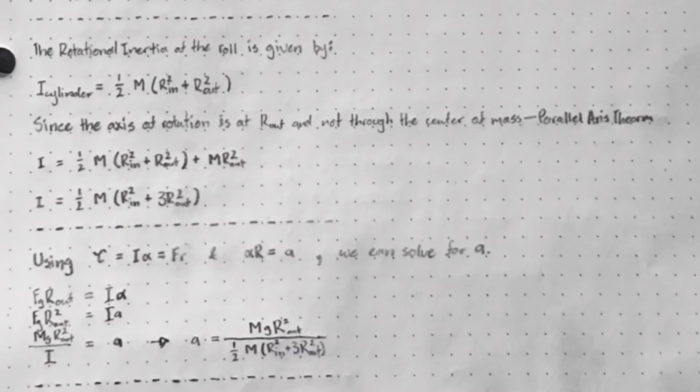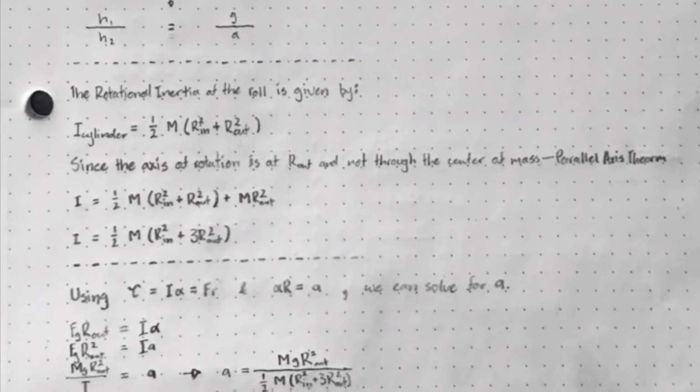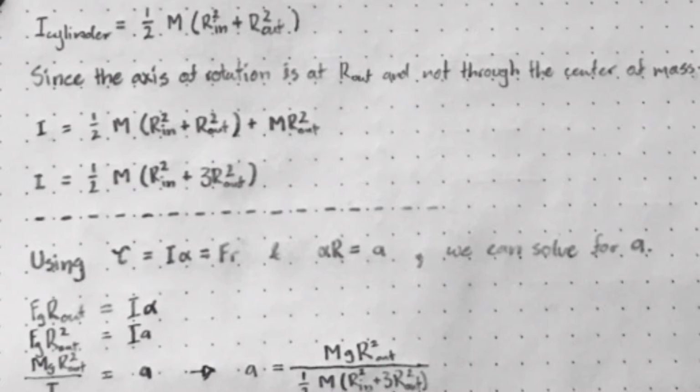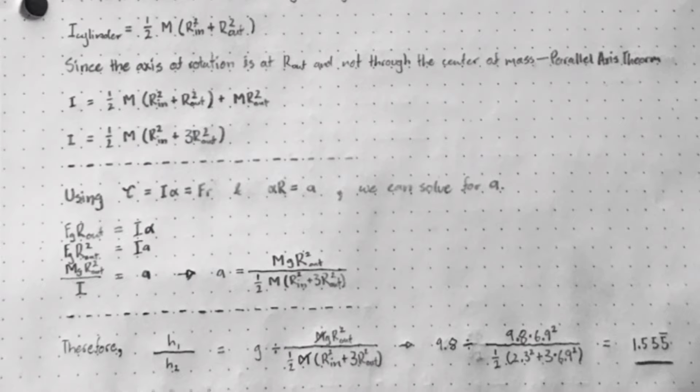So we then apply the rotational inertia of the cylinder, which was given by 1/2 m open bracket r inner radius squared plus r outer radius squared. But since the axis of rotation was not in the center of the mass, we applied the parallel axis theorem, which provided another m r outer radius squared to our equation. This allowed us to find 1/2 m open bracket r inner radius squared plus r outer radius squared close bracket plus m r squared of the outer radius, which simplified leads to 1/2 m times open bracket r inner radius squared plus 3 outer radius squared close bracket.